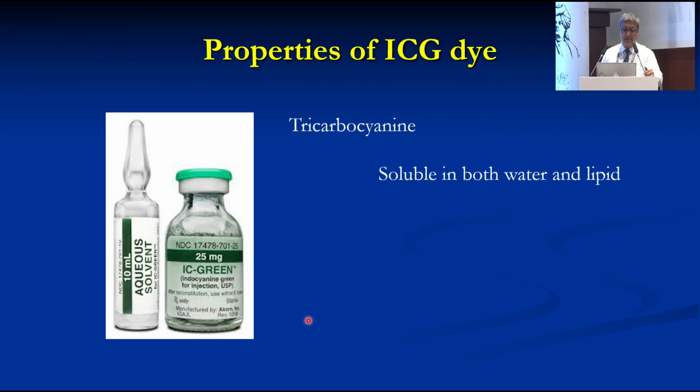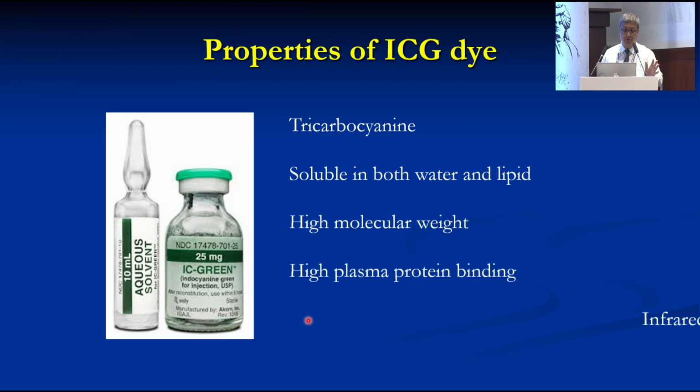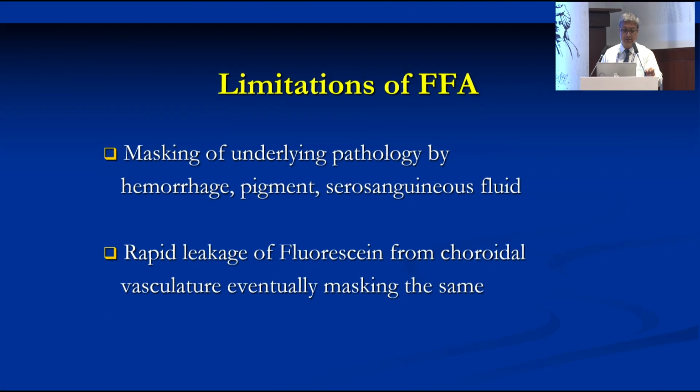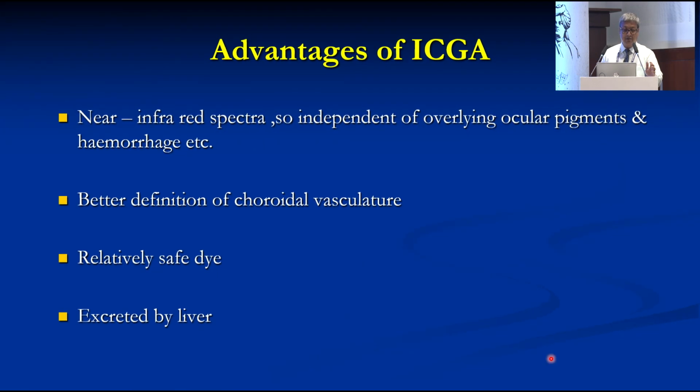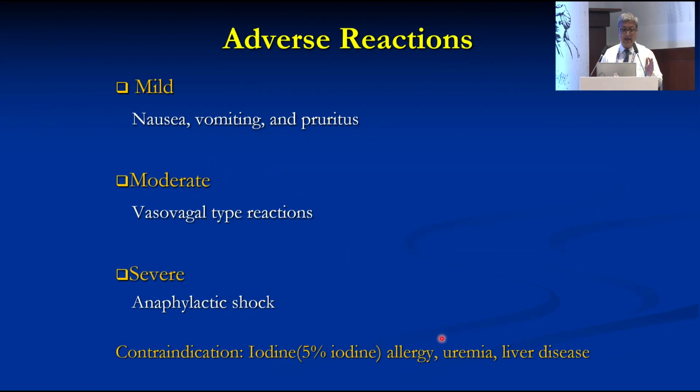Regarding properties, the most important thing everyone knows is its high plasma protein binding, about 98%, and it works in the infrared region, which is most useful for us. The limitation of FFA is that we cannot study the choroidal circulation, which can be done by ICG. The advantage of ICG is that we can see lesions obscured by ocular pigment and hemorrhages, and it is a relatively safe dye without very high side effects.